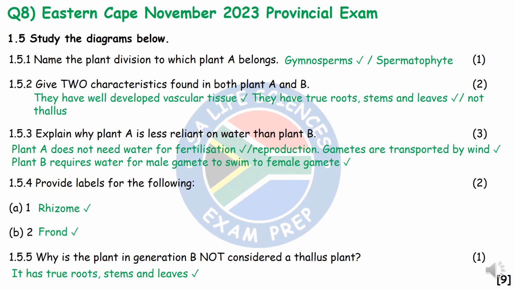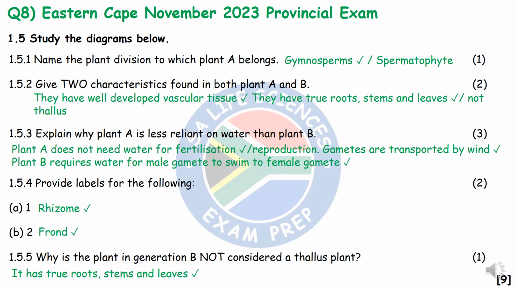Question 1.5.3 asks you to provide the labels of the following. Part 1 was the horizontal stem, that is the rhizome. Part 2 is the frond, which are the leaves of the pteridophytes.